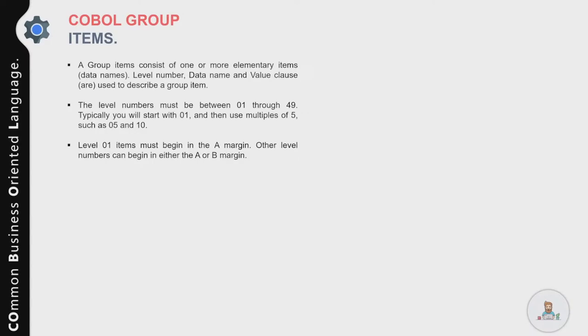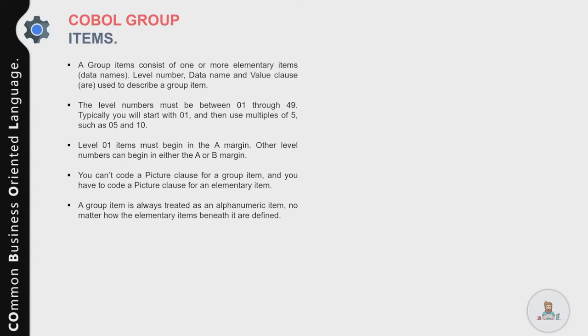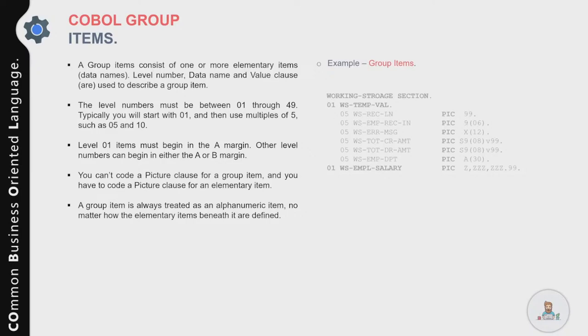So for example, you use 1 to define a group variable and the elementary items would be defined at level 5. Subsequently, you can use 5, 10, 15, depending on the layout and your requirement. Level 1 item must begin in area A. All other level numbers can begin either in area A or B. You cannot code a picture clause for a group item, and you have to code a picture clause for all the elementary items. A group item is always treated as an alphanumeric item, no matter how the elementary items in that group are defined. Now let's talk about an example so that you can understand how exactly you can define group variables in your COBOL program.